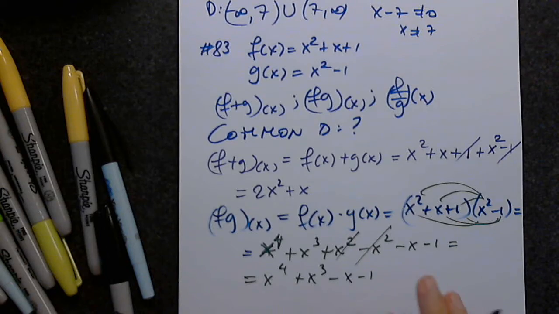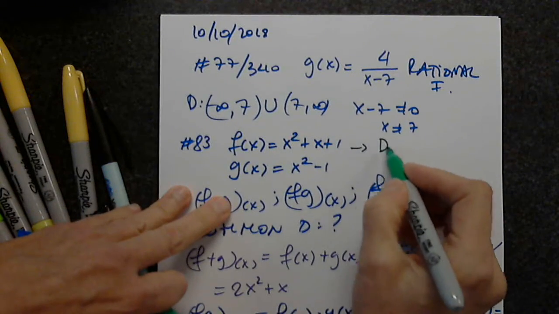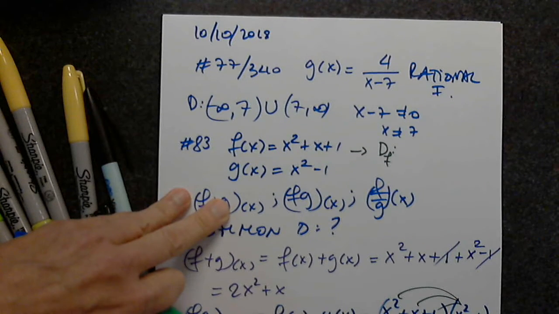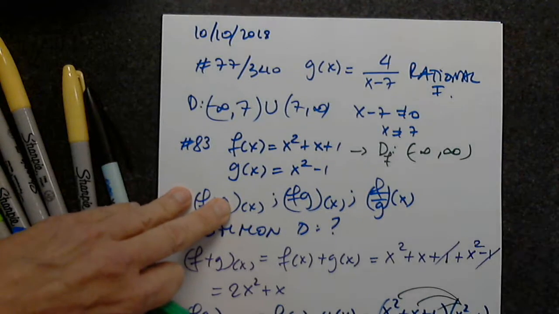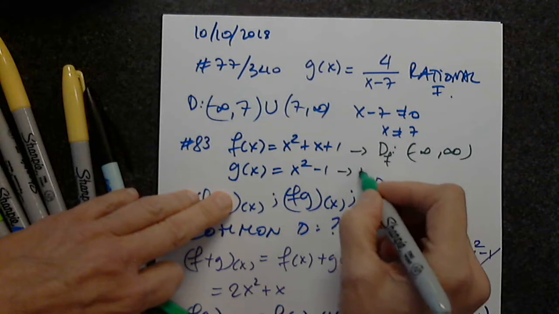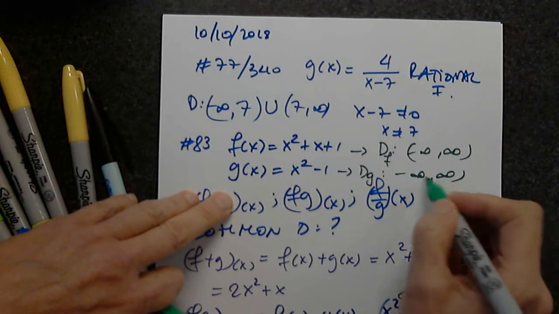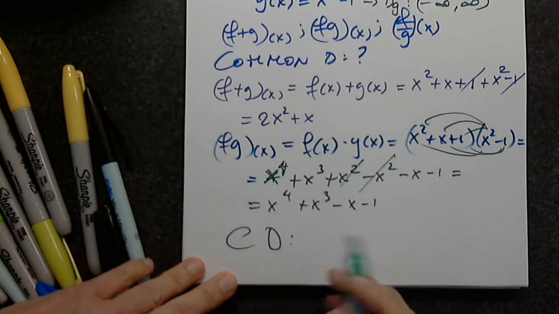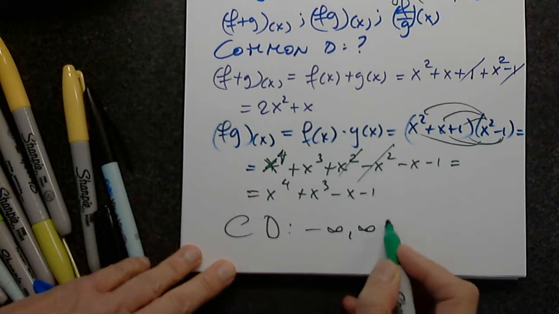Okay. I should have asked you from the very beginning, what is the domain of f? Of course. It's a polynomial function. Very good. What is the domain of g? Of course. Perfect. It's all real numbers. It's a polynomial function. So then what is the common domain? Of course. That's common to both.